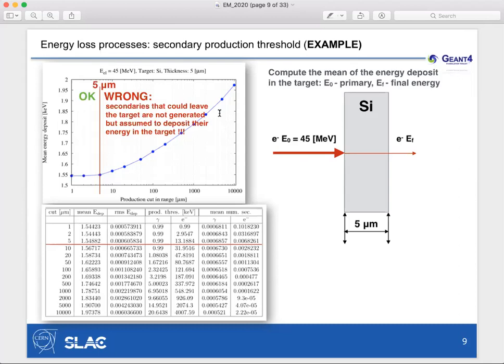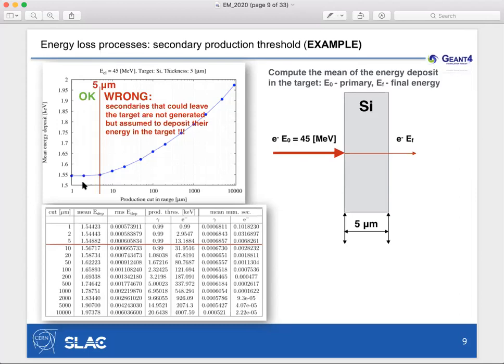So what's happening is that, as I mentioned, when you say that your secondary production threshold is, for example, in this case, 2 micron, you need to keep in mind that you actually say that you cannot make a difference between a photon that would go less than 2 micron and would deposit the energy within the 2 micron range.